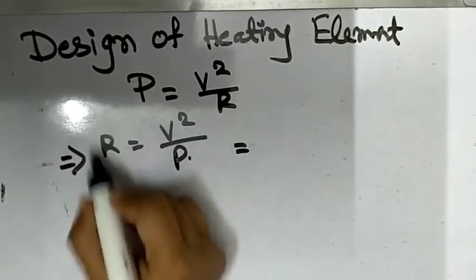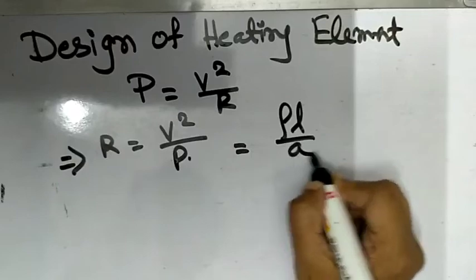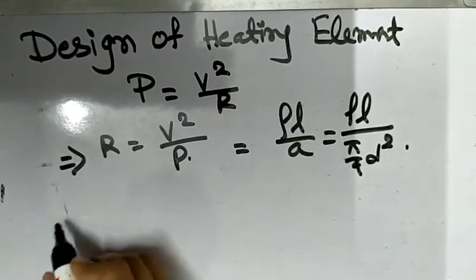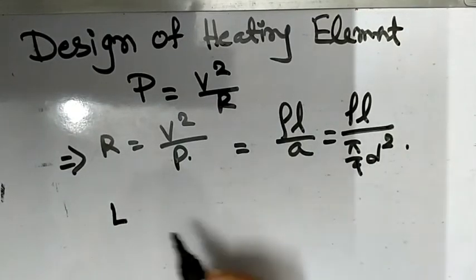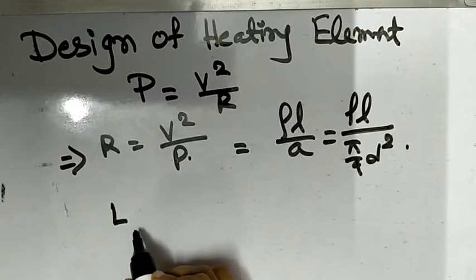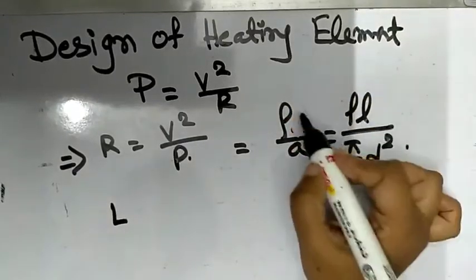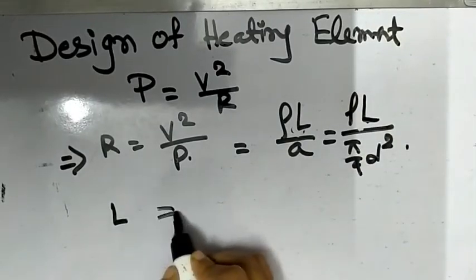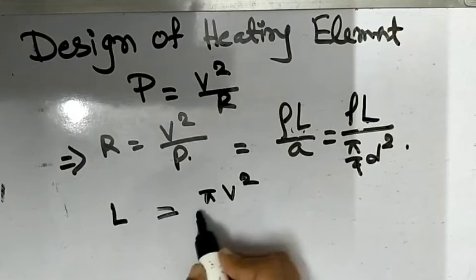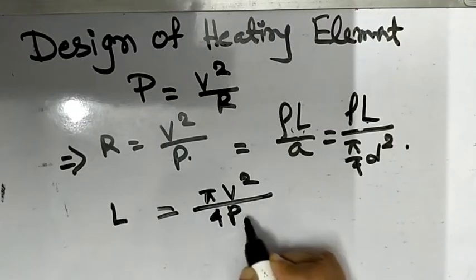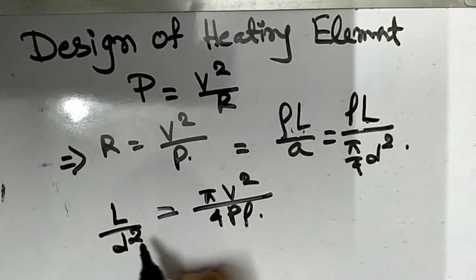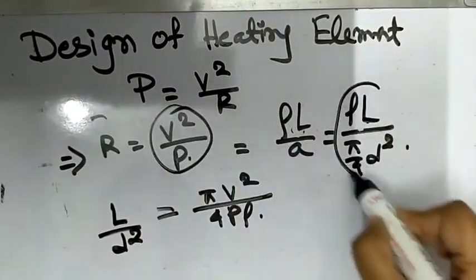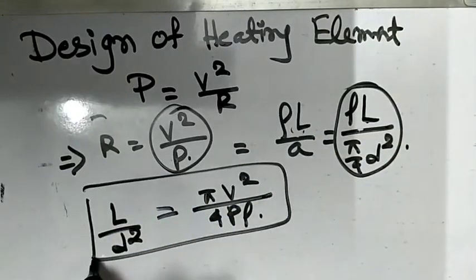Now R is equal to rho L by A, and A is the area, so we can write pi by 4 d square. So from this, capital L is equal to pi V square by 4 P into rho, and this is d square. From this and this we get this expression.